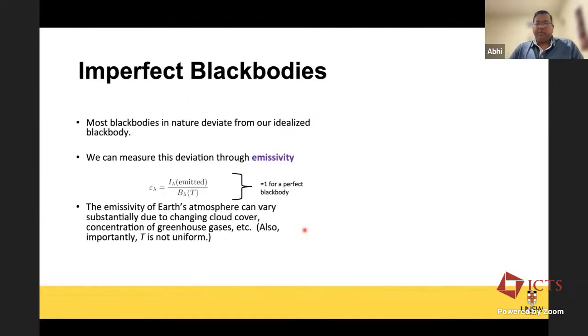So what about imperfect black bodies? Obviously, not all objects are perfect black bodies. There are some which are imperfect, and they would deviate from our idealized black body assumptions. But we can measure this deviation through something known as emissivity. Emissivity is given by the emitted intensity divided by the input, and if it's a black body, then this value is close to 1. But if not, then it would change. For example, the emissivity of the Earth's atmosphere would vary substantially due to changes in cloud cover, or the concentration of greenhouse gases, if T is not uniform.